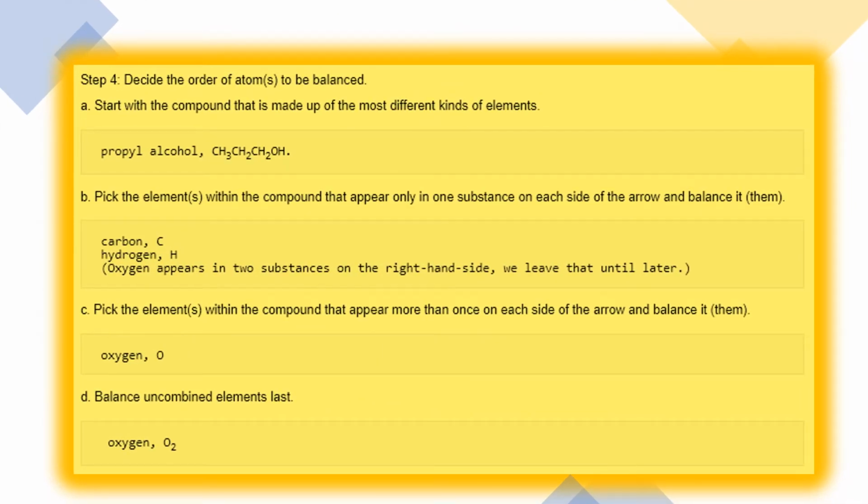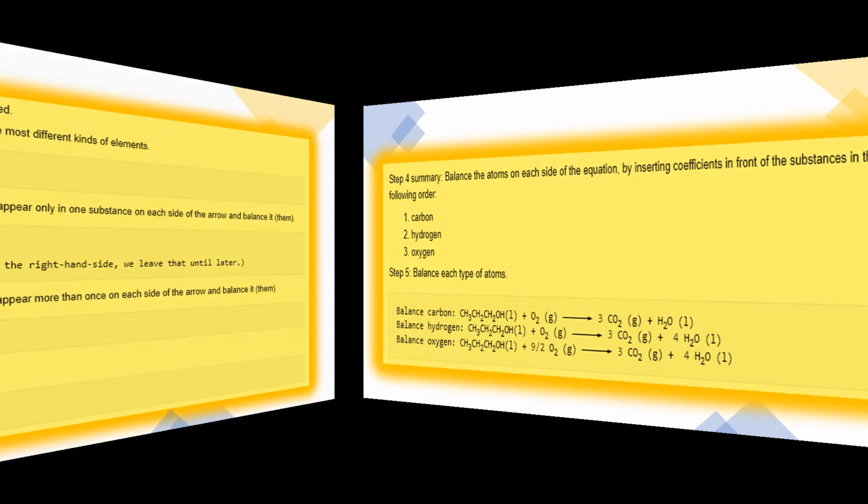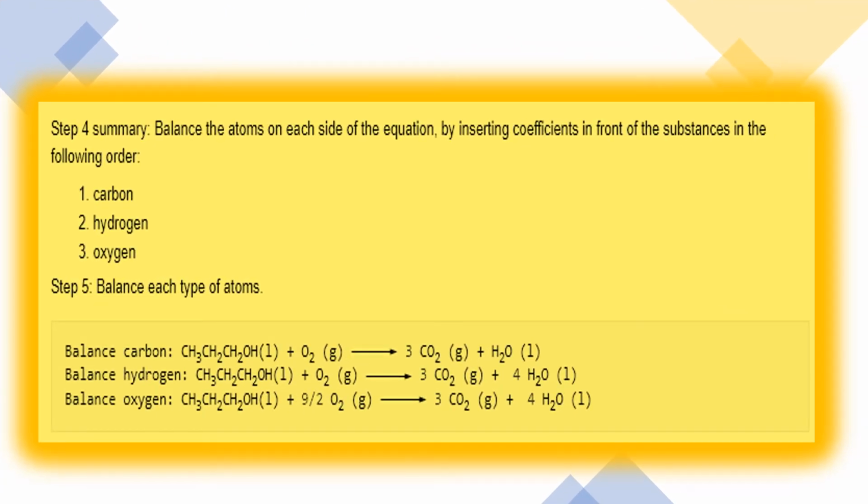So we have to decide the order of atoms to be balanced, and also we have to pick the elements within the compound. So for hydrogen, carbon, everything we have to pick. When I count the number of atoms here, and I want to balance the types of atoms, I have to balance 3 on the carbon. On the left-hand side I have got 3 carbons, so my right-hand side also I should have 3.